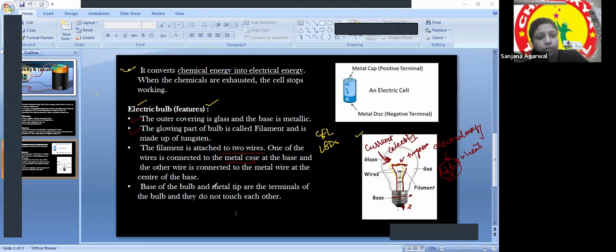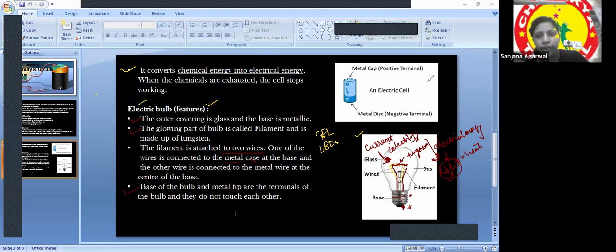Nice. So the base of the bulb and the metal tip are the terminals of the bulb, and they do not touch each other. The main part is the diagram of this bulb. The electrical energy gets converted to light plus heat. Okay, so draw this diagram.